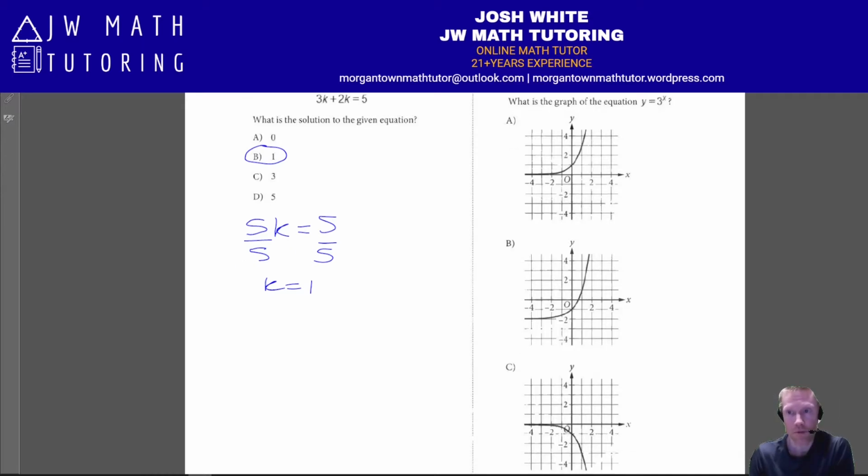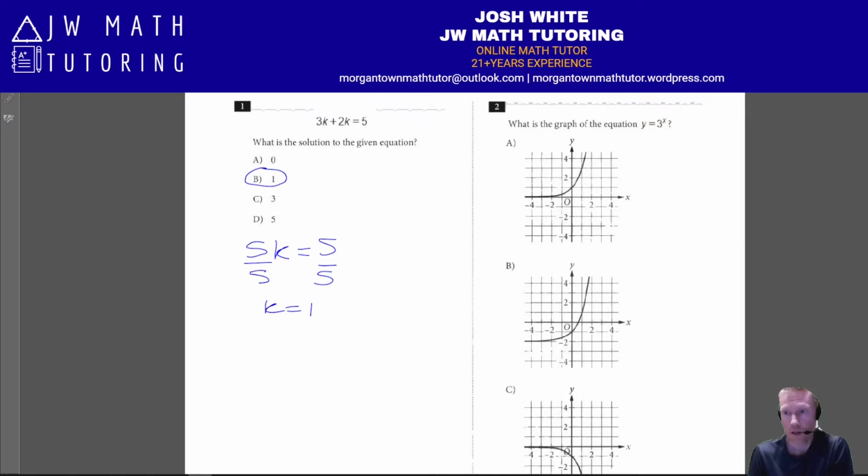All right, now for problem number 2, they give you an exponential function here, y equals 3 to the x, and they ask for the graph of it. Easiest way is to just start with a point or two, and then go down and look at your answer choices and see, does the graph go through that point? So I would just start with x equals 0, and when you plug that in, you get 3 to the 0, which you should know is just 1. So we're looking for the point 0, comma 1.